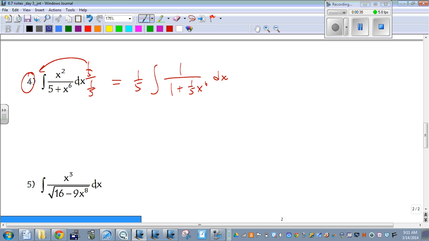So now we can set up our u squared, u, and du. So our x squared is still on top.